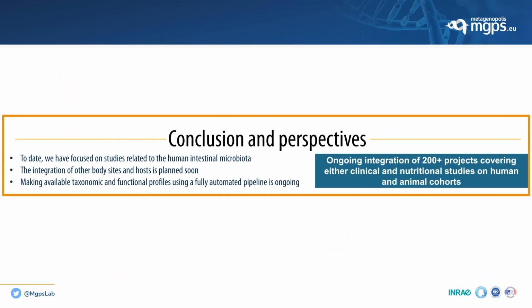To conclude, to date, we have focused only on studies related to the human intestinal microbiota. The integration of other body sites and hosts is planned soon. Also, making available taxonomic and functional profiles using a fully automated pipeline is ongoing. Finally, over 200 cohorts covering either clinical and nutritional studies on human and animal are waiting to be implemented in MIASSM.